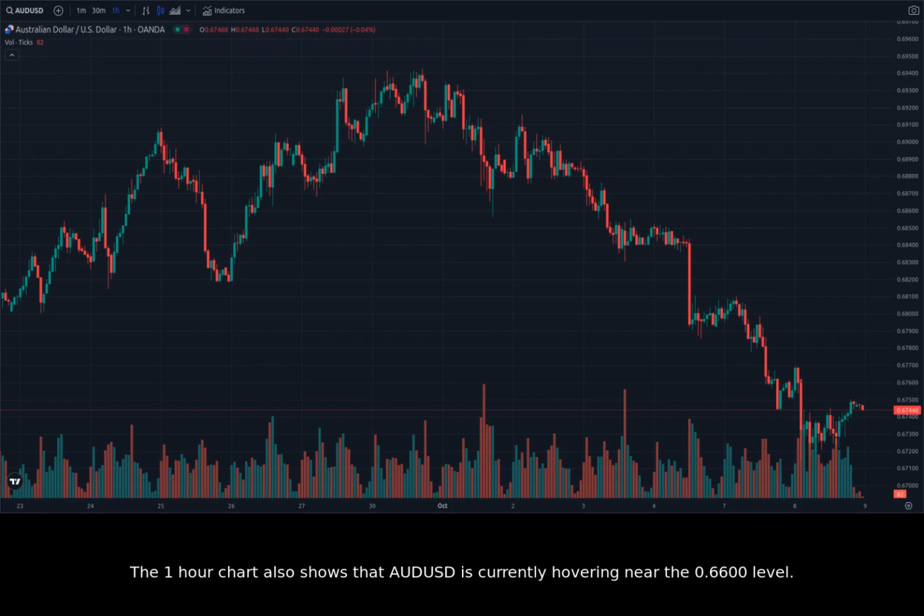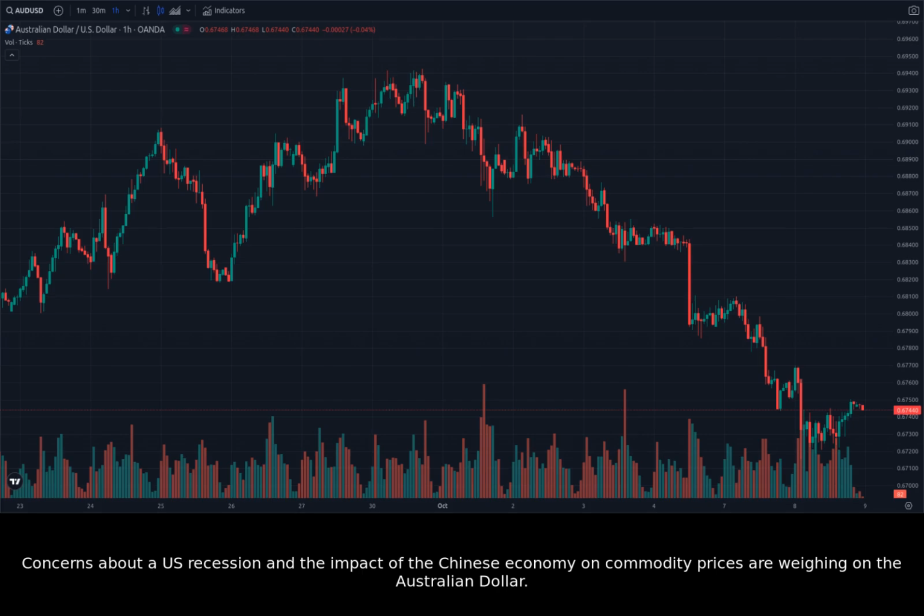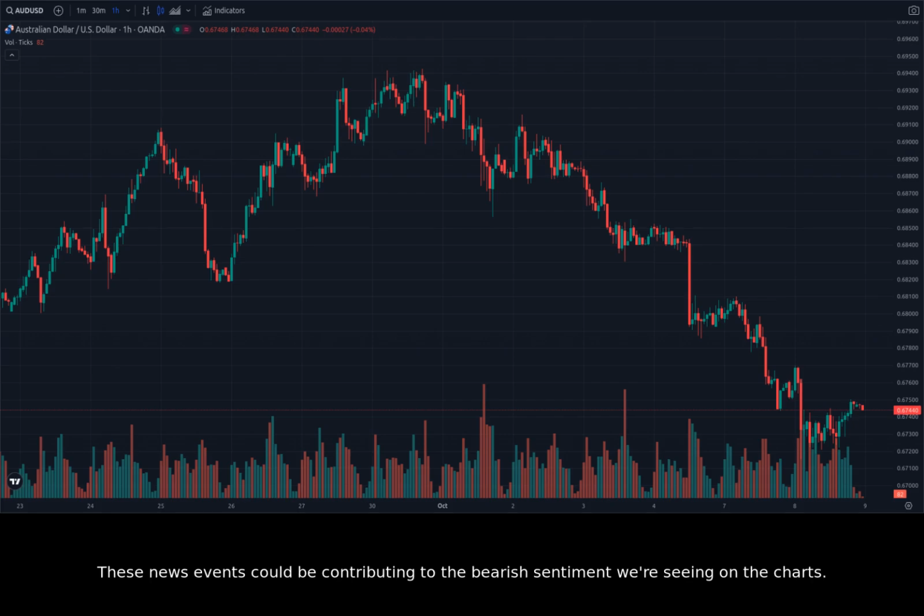The 1-hour chart also shows that AUDUSD is currently hovering near the 0.6600 level. This level could act as immediate support, providing a potential bounce point for the pair. Looking at the news, we can see that there's a lot of uncertainty surrounding the global economy, which is influencing risk appetite and affecting currency markets. Concerns about a U.S. recession and the impact of the Chinese economy on commodity prices are weighing on the Australian dollar. These news events could be contributing to the bearish sentiment we're seeing on the charts.